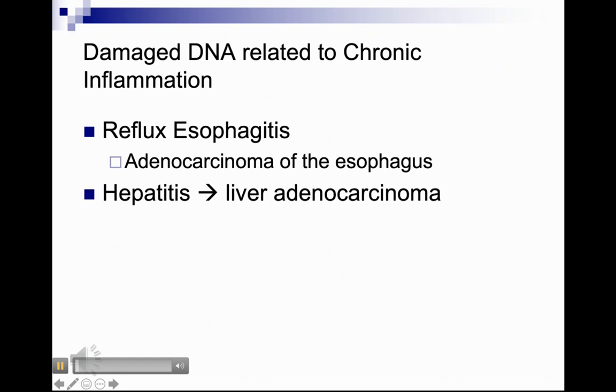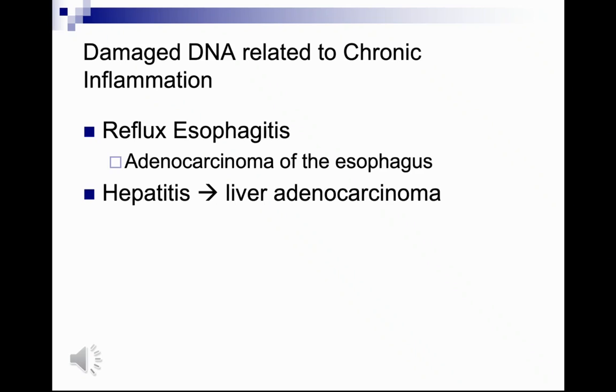Damaged DNA related to chronic inflammation, reflux esophagitis or GERD, gastroesophageal reflux disease, that's chronic, can cause inflammation in the esophagus, resulting in adenocarcinoma of the esophagus.